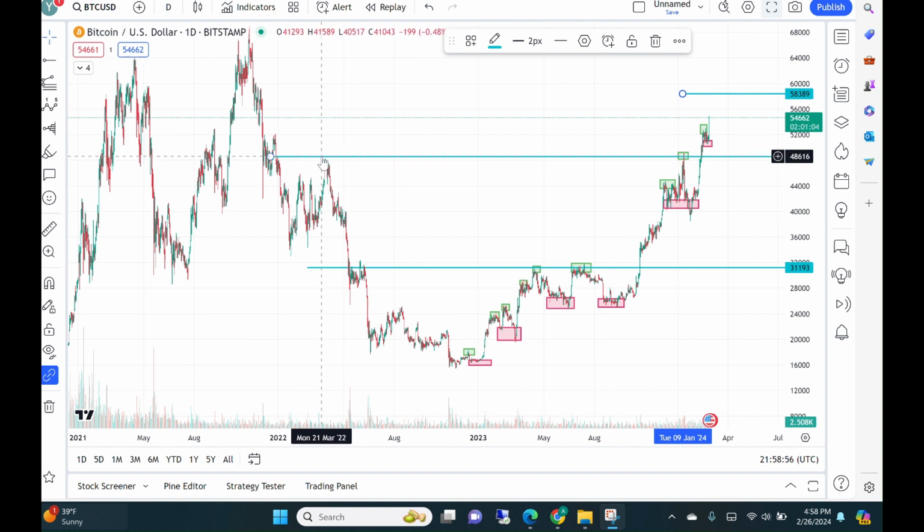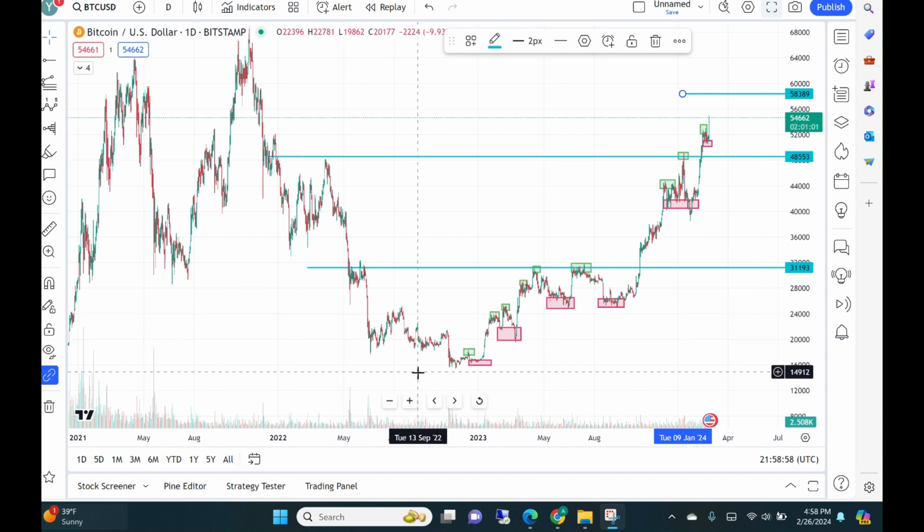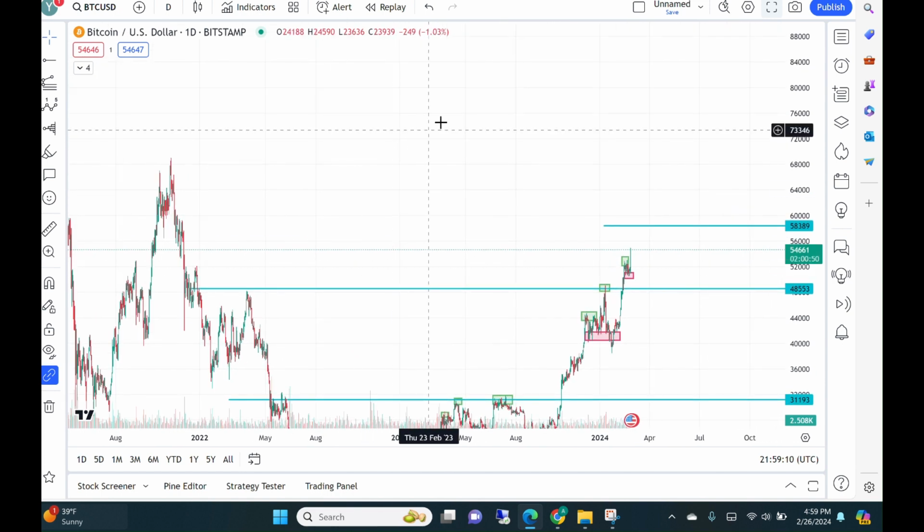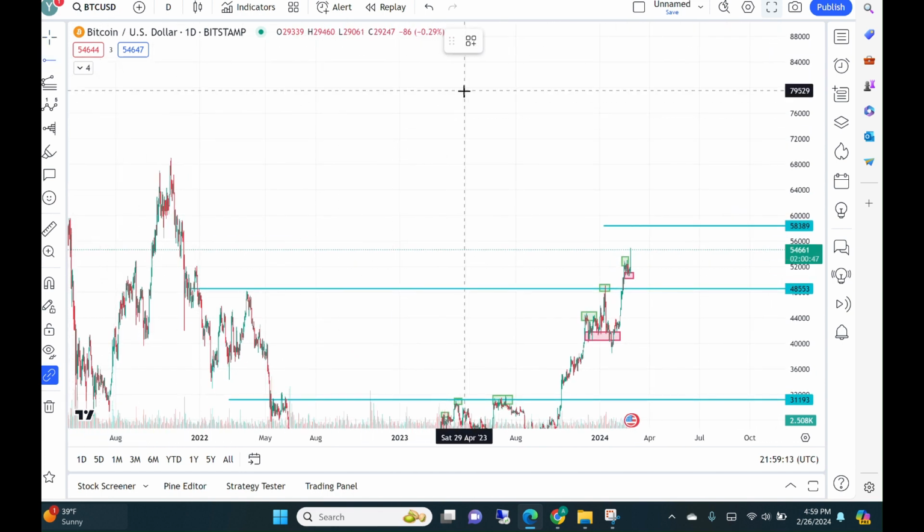And if we scale down to the bigger picture, 48,616 and the low was here, 16,000. So we are looking at 32,000 over here. So add 32,000 to 48, that will give you approximately 80,000. So I'll be putting one more line here, 80,000 roughly.